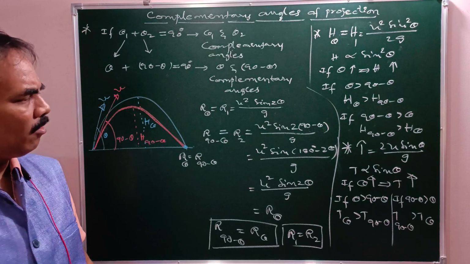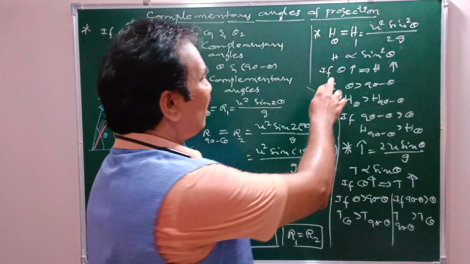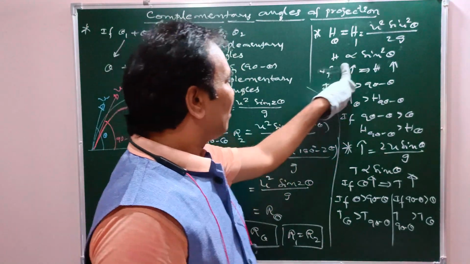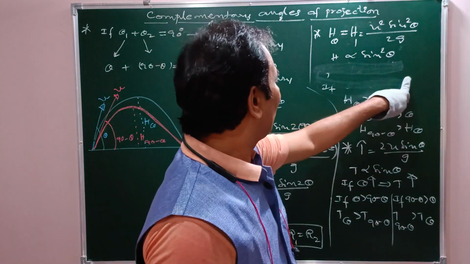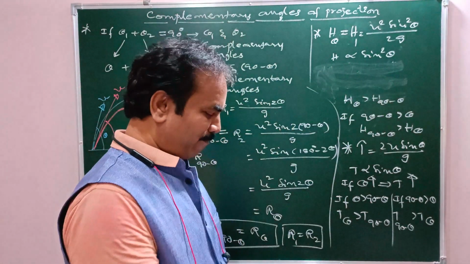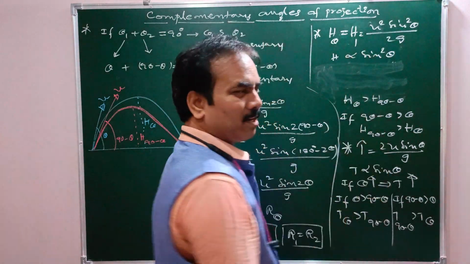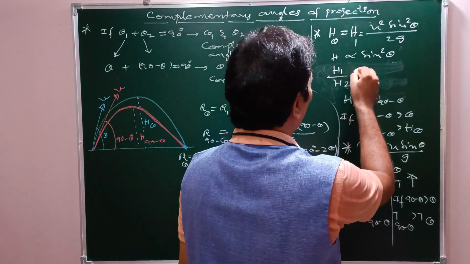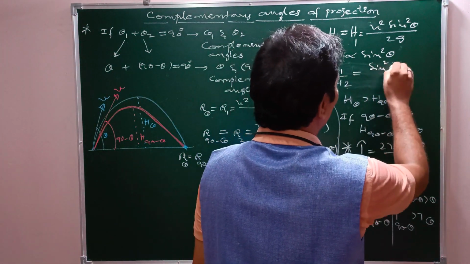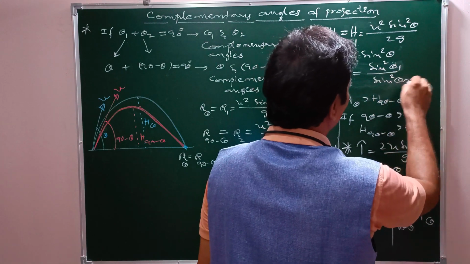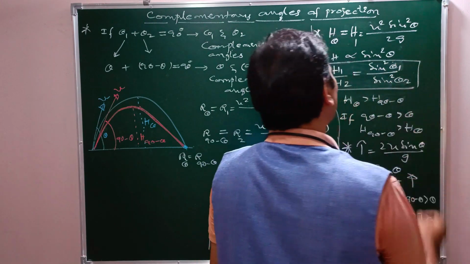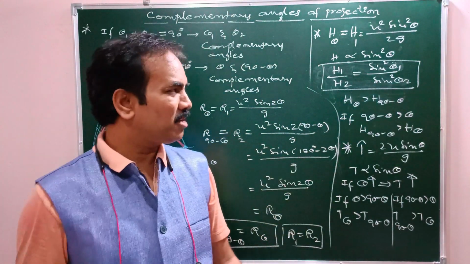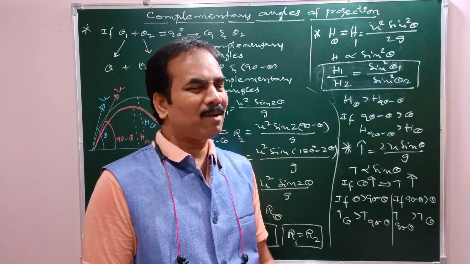Of course, here we can write H1 by H2 equal to sin square theta 1 by sin square theta 2. See here, what is the expression? H is proportional to sin square theta, which implies H1 by H2 equal to sin square theta 1 by sin square theta 2. If you want to compare maximum height versus angular projection at a given place for a given speed of projection, then H1 by H2 becomes equal to sin square theta 1 by sin square theta 2.